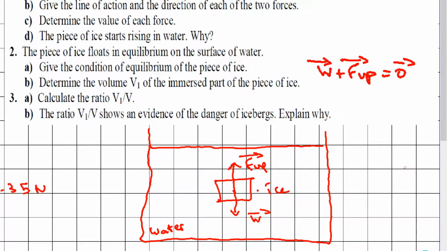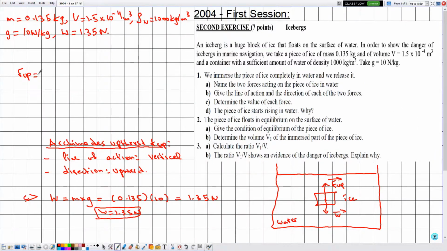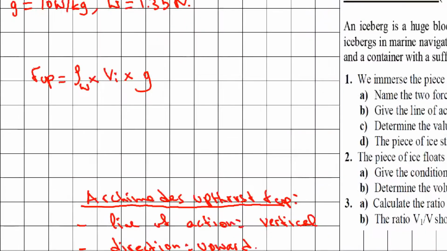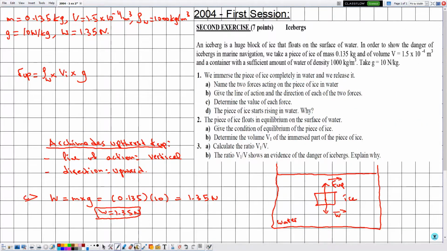But notice that now the piece of ice is immersed inside the liquid and is being released. So we don't know whether it's floating at the surface or it's sinking, so we cannot use the condition of equilibrium. So we are left with the following choice: F upthrust is given by the density of the liquid, multiplied by the volume of the immersed part, multiplied by G. In order to determine the value of F upthrust, we must know the density of the liquid. So let me write here that this is represented by rho L.